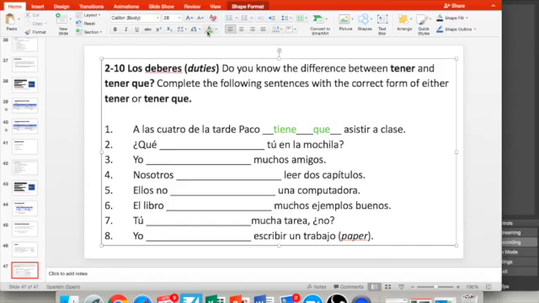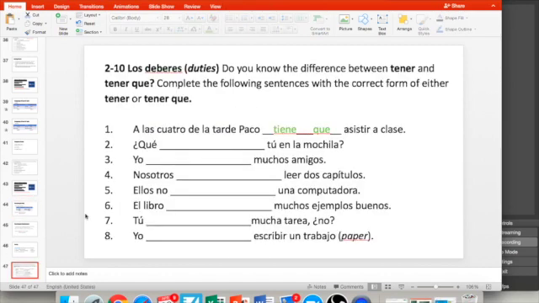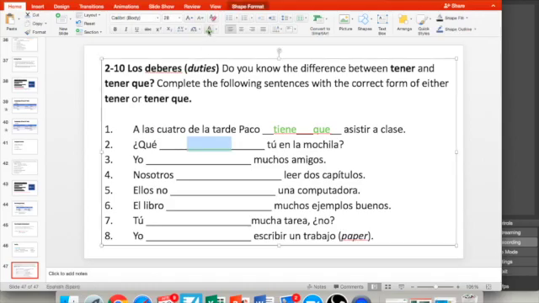Let's try another one. Number 2 asks you, ¿qué blank tú en la mochila? What blank you in your backpack? So we're asking what do you have in your backpack, or what do you have to in your backpack? So in this case, what do you have makes more sense. We do not need a que. You know my subject here is tú. Go back and find your tener form that goes with tú, and it should be that ¿qué tienes tú en la mochila? I want you to take a moment, pause your audio, and give numbers 3 through 8 a try here.